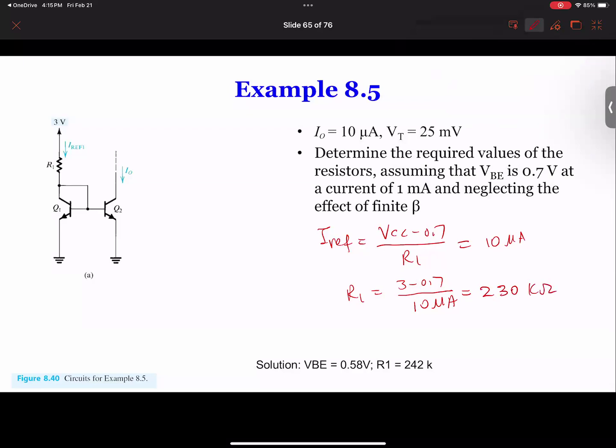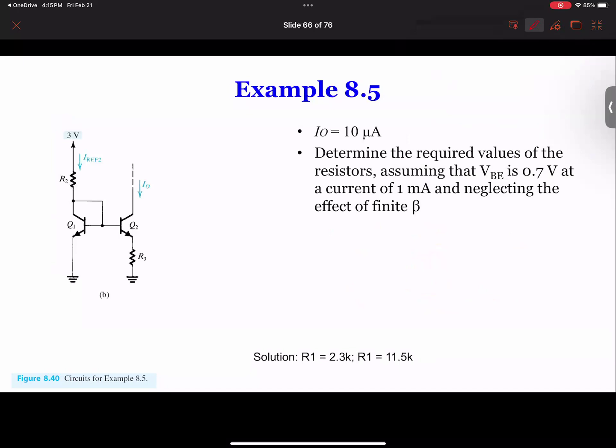Well, it's not mega ohms, but it's still quite big. 230 kilo ohm resistance, quite big. So how do you reduce the resistance? Well, this is what happens.